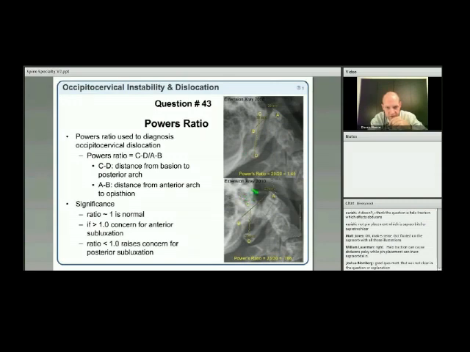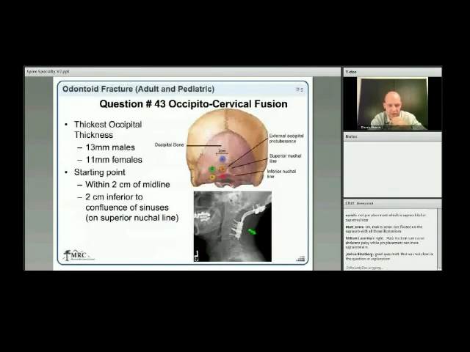In extension, you can see that the entire occiput is subluxing posteriorly. So the distance from A to B is increasing. The distance from A to B increases, and the Powers ratio is going to decrease. In this example, it's 0.766, and that's what you would expect to see when you have posterior subluxation, as we do here. Treatment for this is occipital cervical fusion.